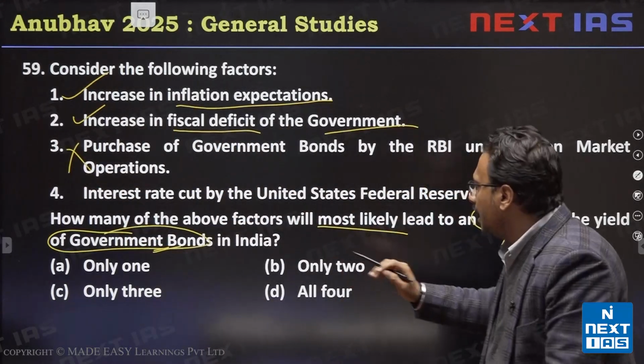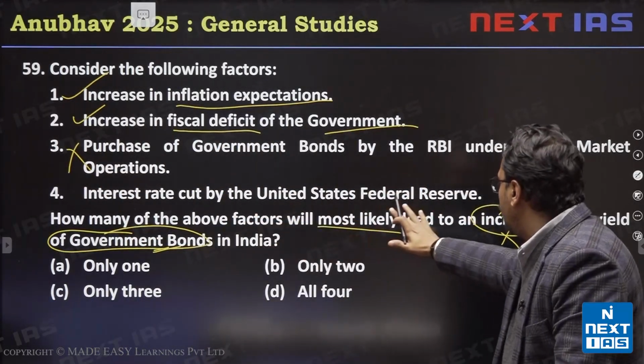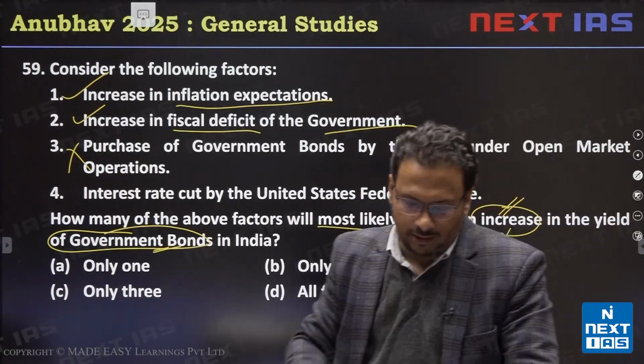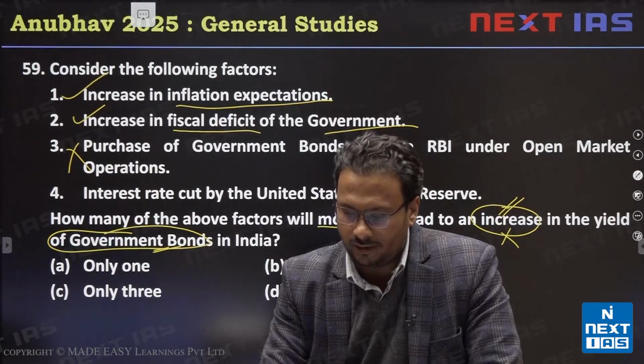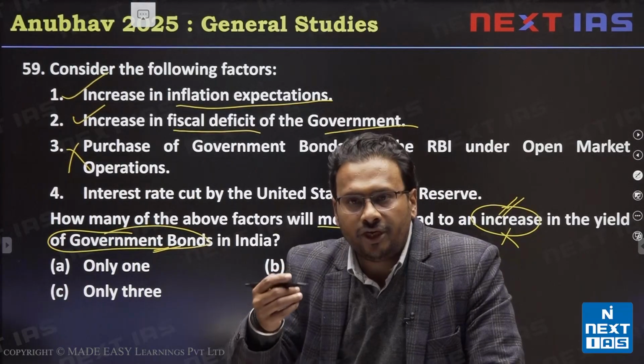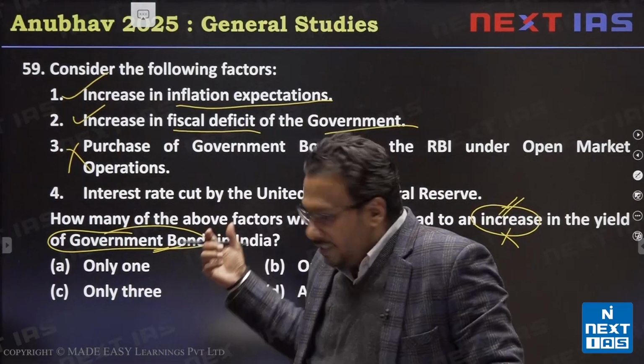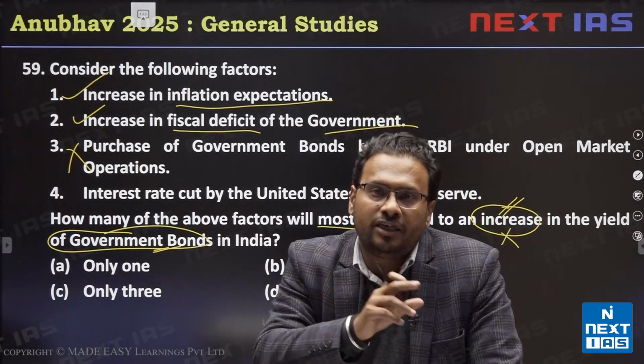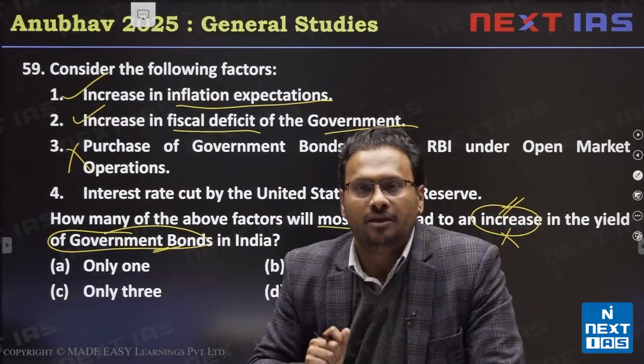Incorrect. Fourth, interest rate cut by the United States Federal Reserve. If there is an interest rate cut by the United States Federal Reserve, that means it will reduce the yield of the US bond. It will ultimately give a weightage to the Indian bond prices in the market.